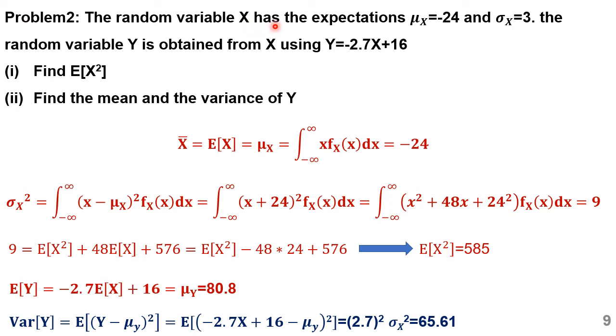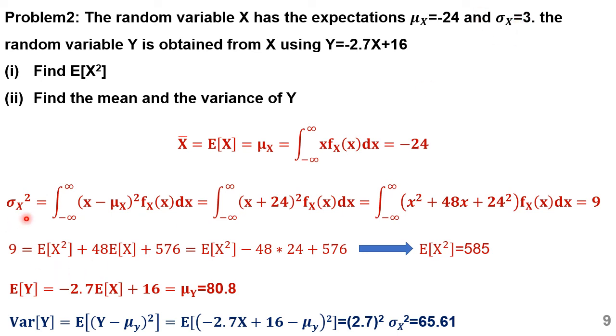Second problem, the random variable x has the expectation mu x equal to minus 24, and sigma x, that is standard deviation, is equal to 3. The random variable y is obtained from x using y is equal to minus 2.7x plus 16. We need to find the mean of x square, E of x square. We need to find the mean and the variance of y. So given x bar is equal to mu x, that is equal to minus 24. So sigma x is given to us.